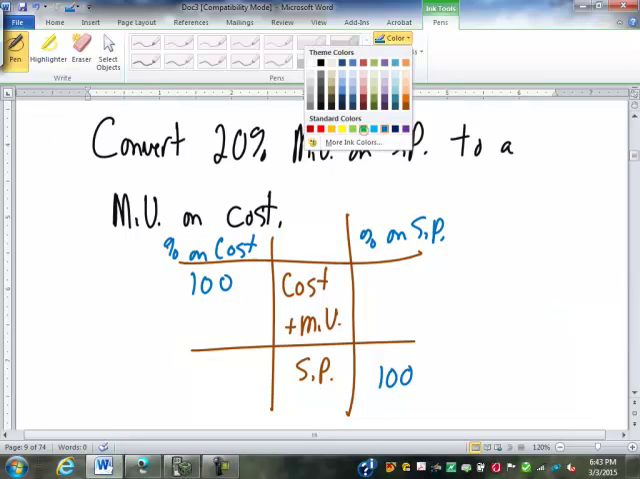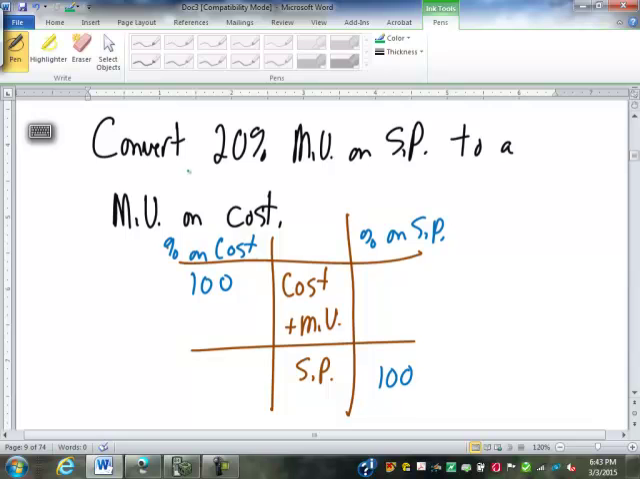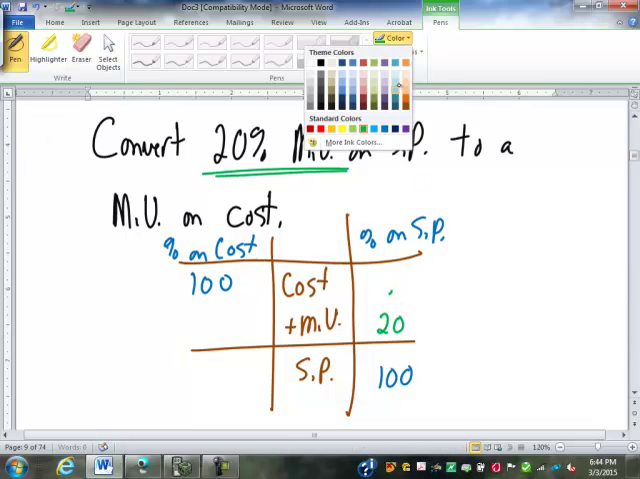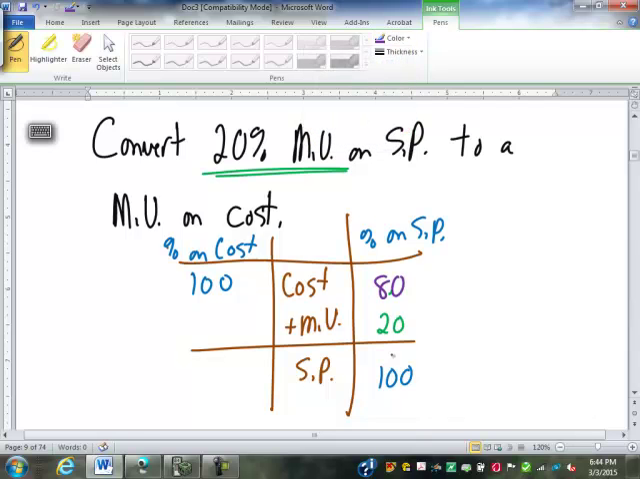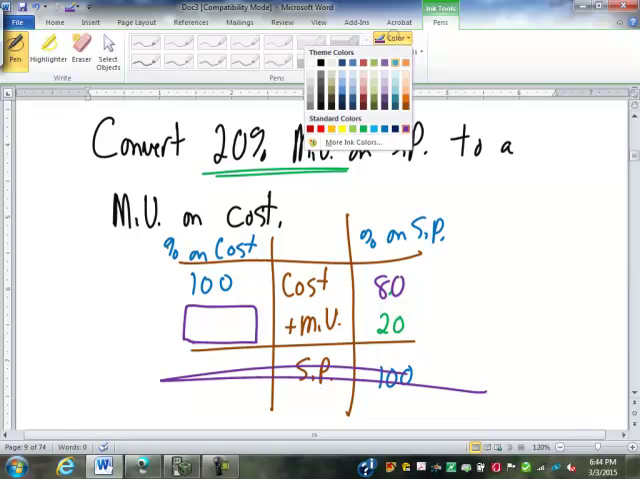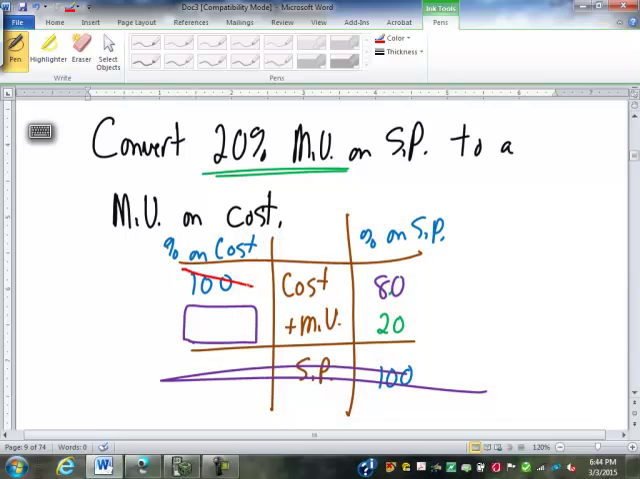Right. So now, what do we put in? 20% goes on the selling price side for the markup over here, which means we can find this number up here to be what? 80. Good, because 80 plus 20 equals 100. And we're looking for this number right over here, which is the percent markup on cost. So we can ignore the bottom row and cross multiply. 100 times 20 divided by 80 is 25. So that's a 25% markup on cost. Make sense?